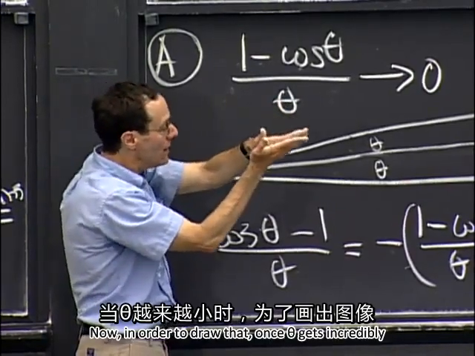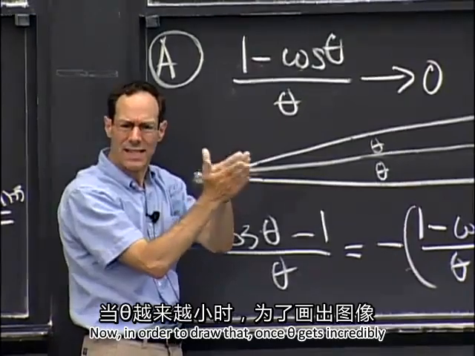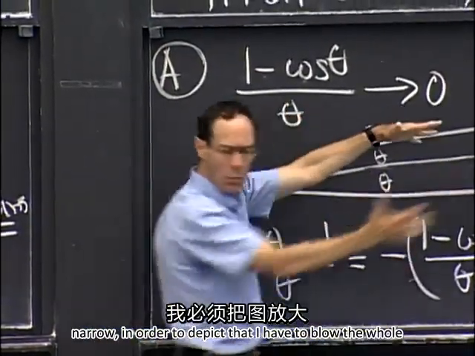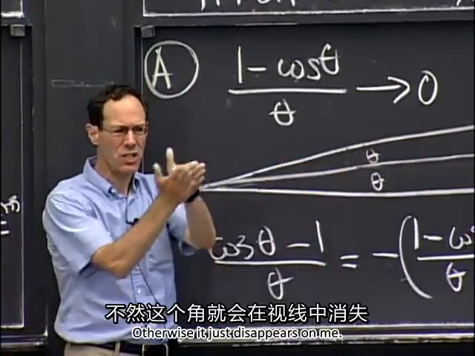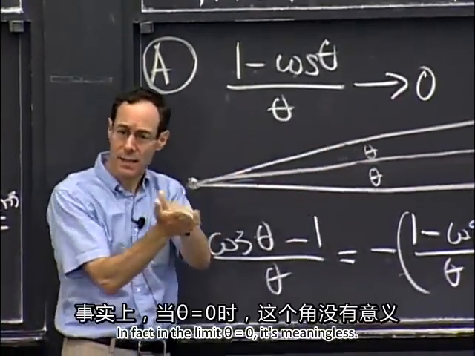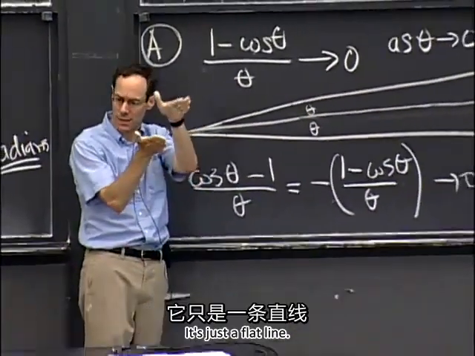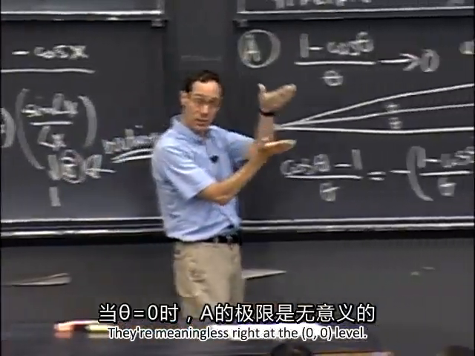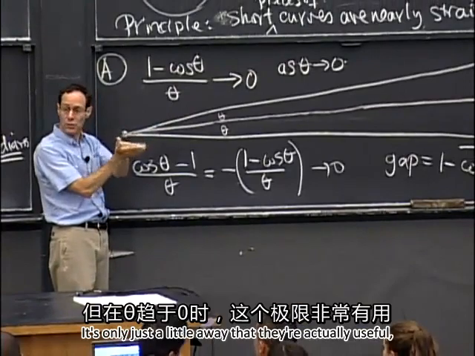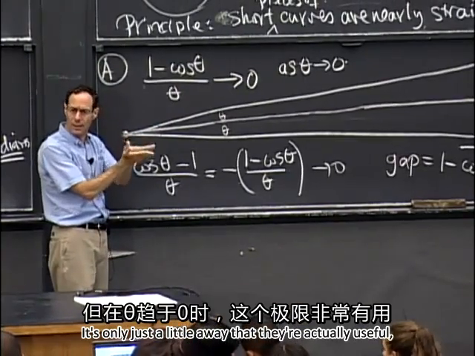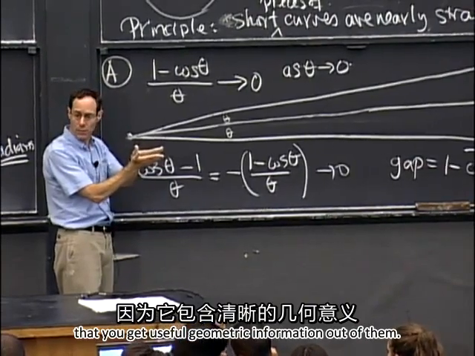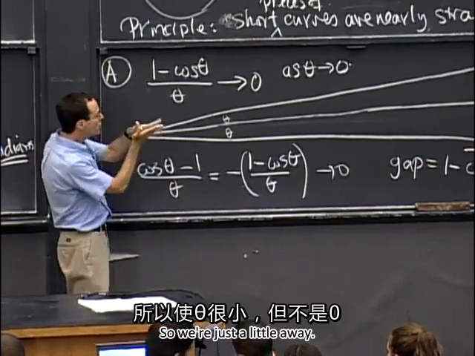Now, once theta gets incredibly narrow, in order to depict that, I have to blow the whole picture back up in order to be able to see it. Otherwise, it just disappears on me. In fact, in the limit, theta equals 0, it's meaningless. It's just a flat line. That's the whole problem with these tricky limits, they're meaningless right at the 0, 0 level. It's only just a little away that you get useful geometric information out of them.